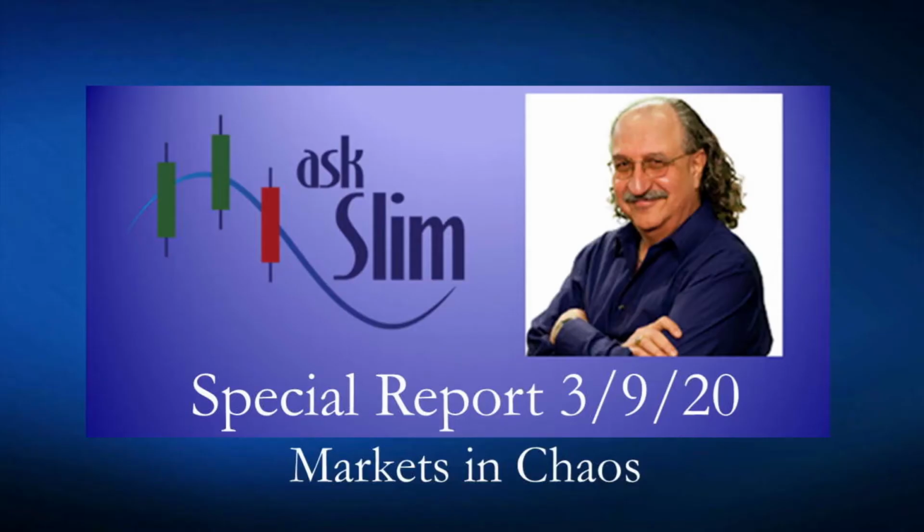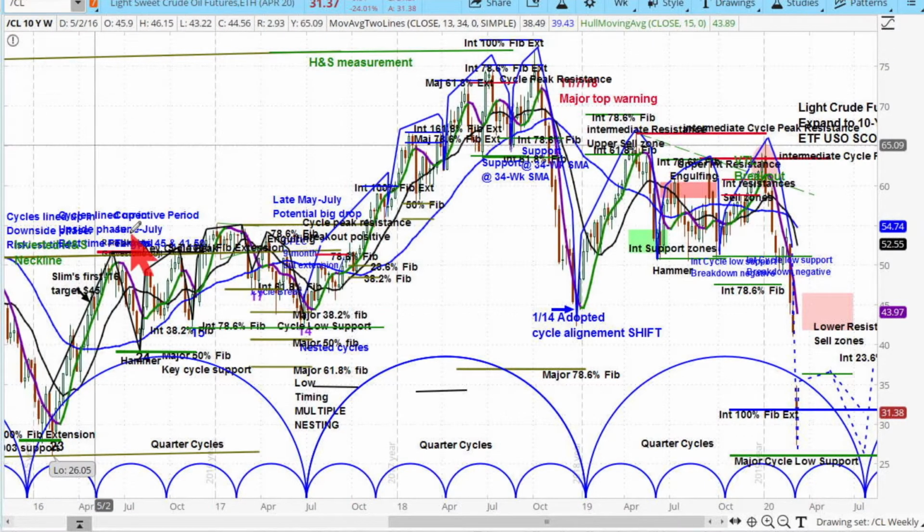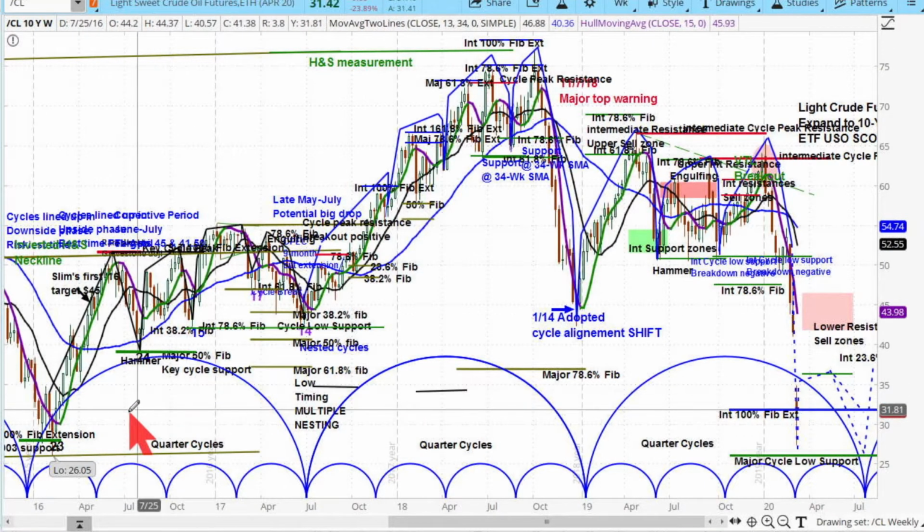We're going to start out by looking at light crude. This is the light crude chart, and we're looking at a 10-year weekly chart right there. What we're going back to is 2016. And just so that you understand the type of analysis we do, this is cycle analysis. This is a 10-year weekly chart, though we're only looking back about 5 years, or a little less.